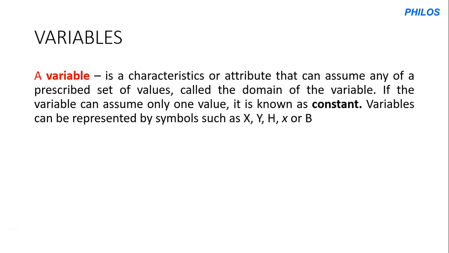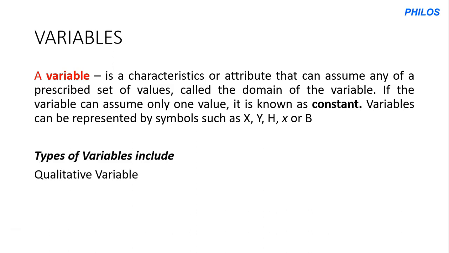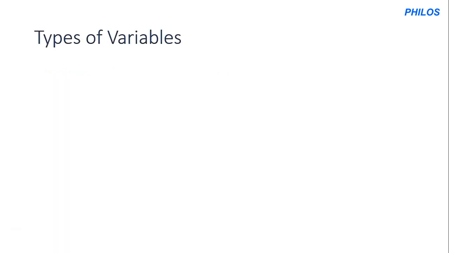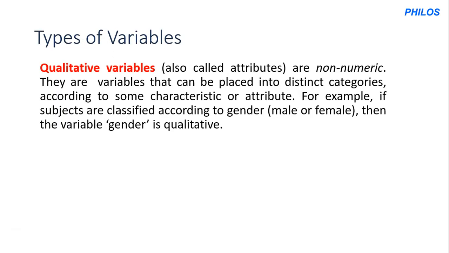Now we have two types of variables. One is known as qualitative variable and the other one is known as quantitative variable. Qualitative variable is also known as categorical variable, and quantitative variable is also known as numerical variable. So let's look at their meanings. Qualitative variables, also called attributes, are non-numeric. They are not in numbers. They are variables that can be placed into distinct categories according to some characteristic or attribute.